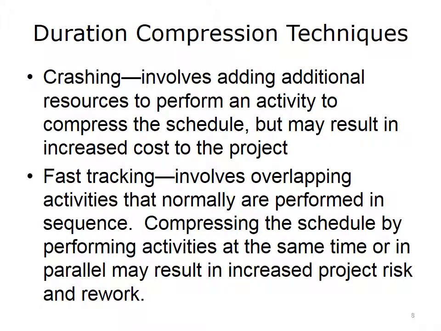The project team attempts to create a realistic schedule. The project team will examine alternative approaches to get the project schedule back on track with the schedule baseline if the schedule exceeds the duration required to complete the project. Two project schedule compression techniques are crashing and fast tracking. Crashing involves adding additional resources to perform an activity to compress the schedule, but may result in increased cost to the project. Fast tracking involves overlapping activities that normally are performed in sequence. Compressing the schedule by performing activities at the same time or in parallel may result in increased project risk and rework.